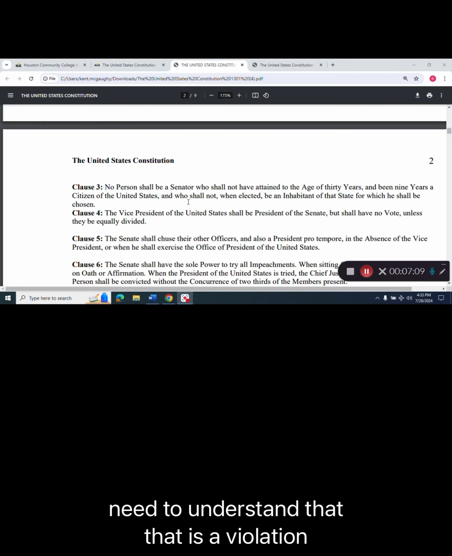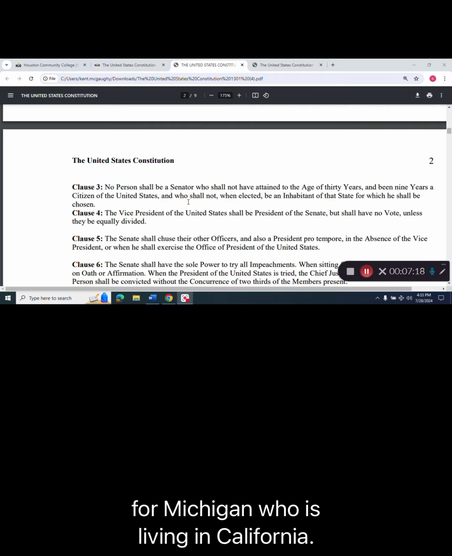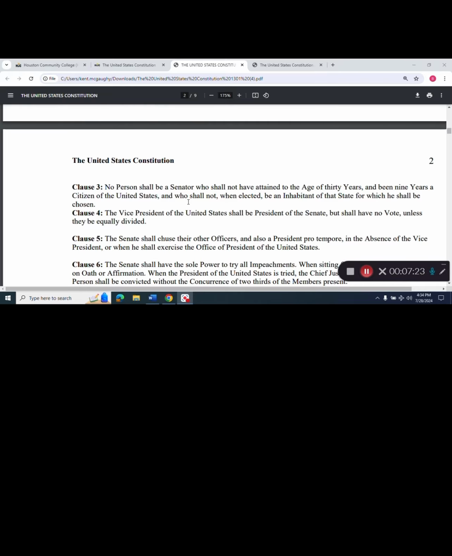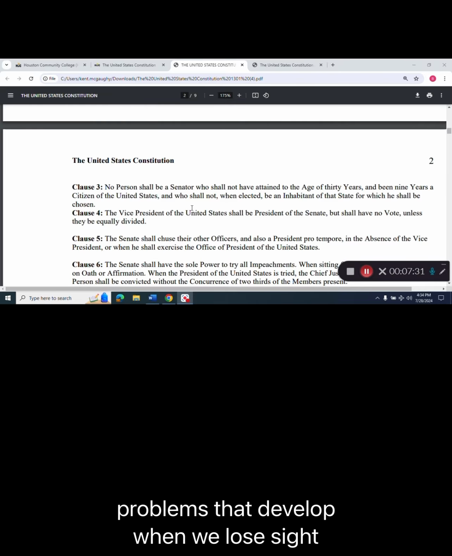They need to understand that that is a violation of the Constitution. That person should not have been nominated. And I believe there is another senatorial candidate for Michigan who is living in California. Okay? So, again, these are some of the problems that develop when we lose sight of what our Constitution actually says.